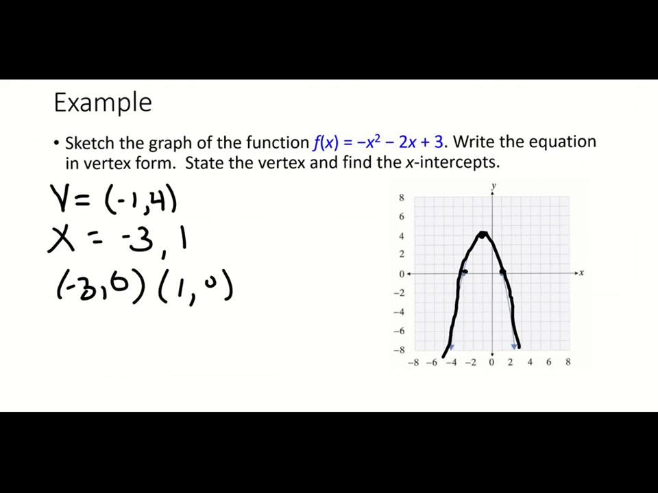Now, if they were to ask me if this equation has a minimum or a maximum value, because it opens downward, it has a maximum value, and the maximum value, remember, is the y value in your vertex. So the maximum value, we would say, is 4, or y equals 4. And my axis of symmetry, if I was looking for that, it would be x equals negative 1. That would be the equation for my axis of symmetry, because it goes through negative 1. It is the h value of your vertex.